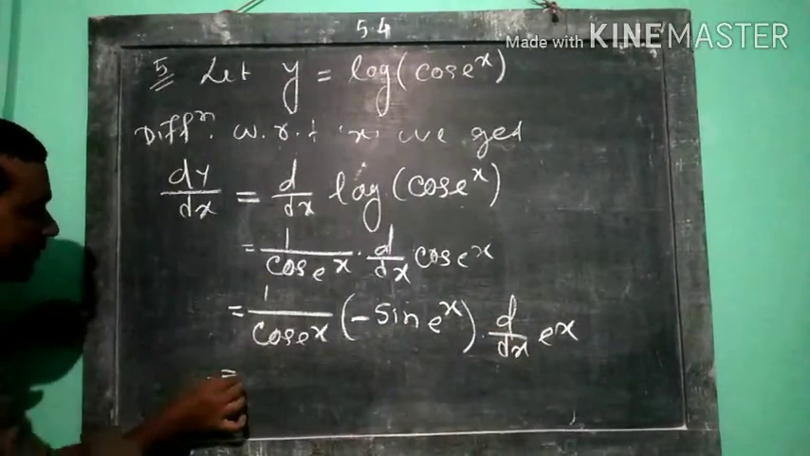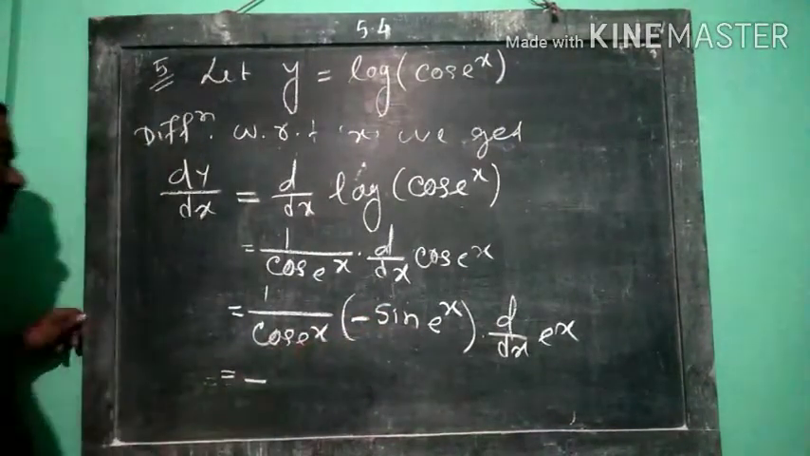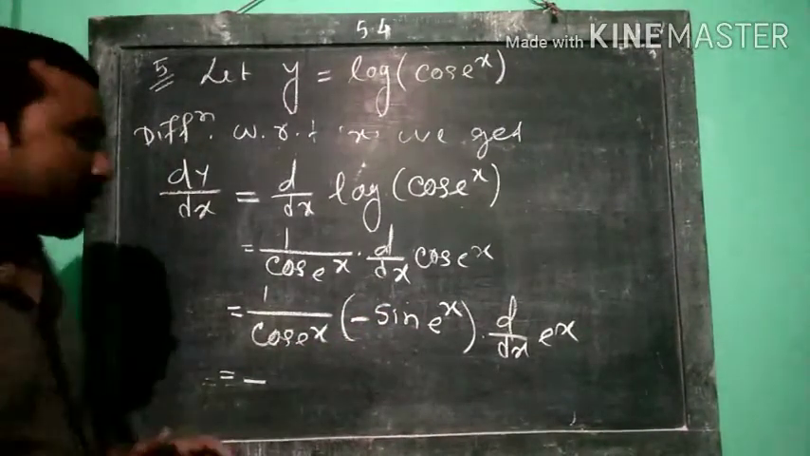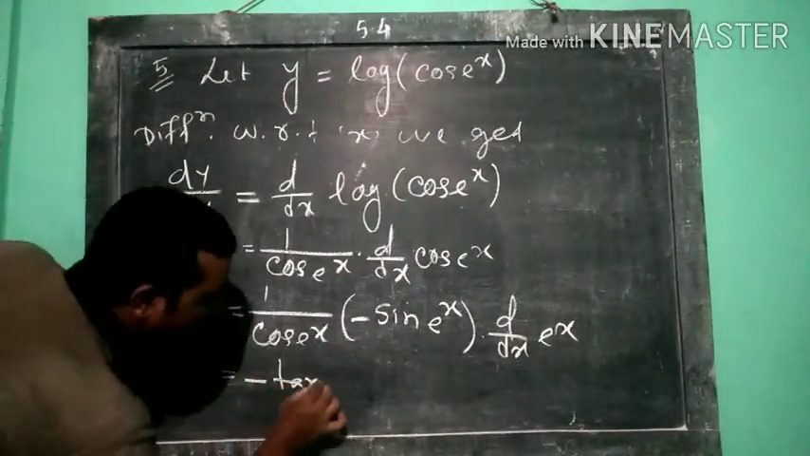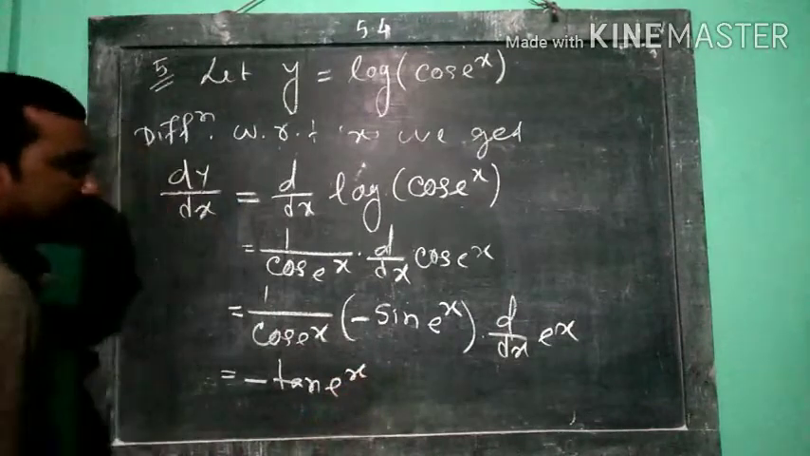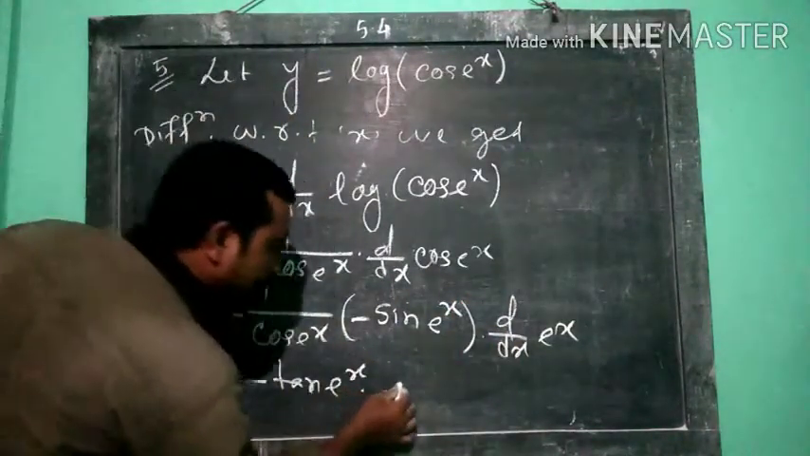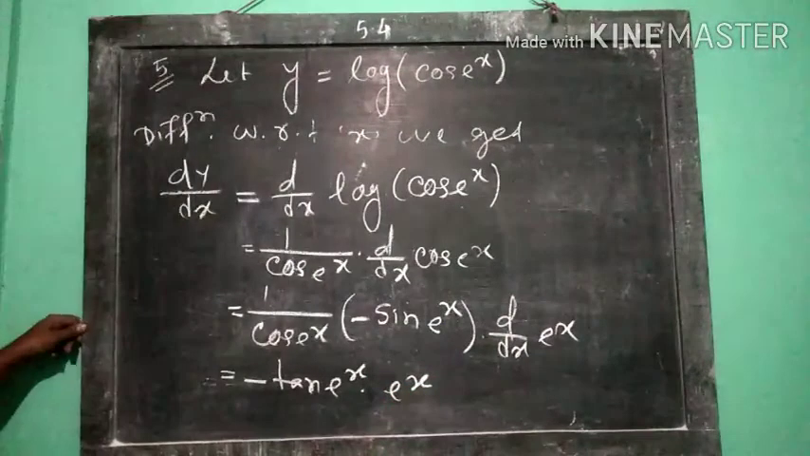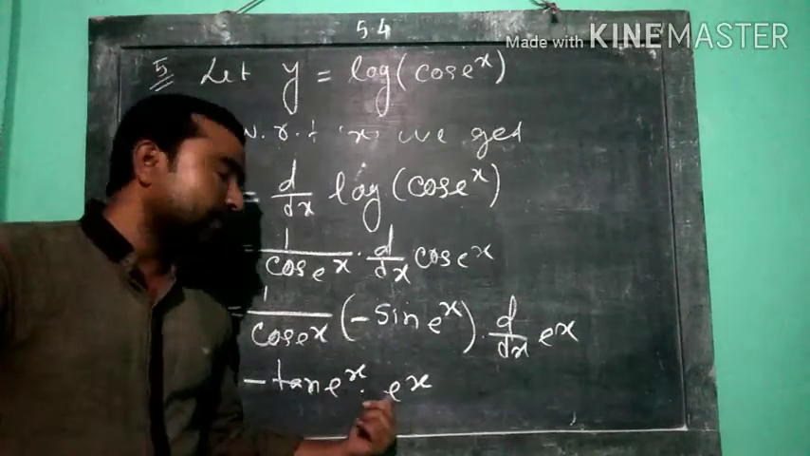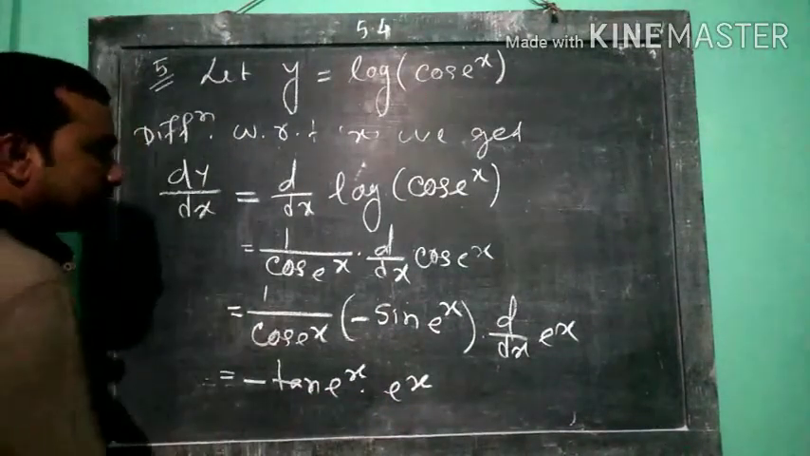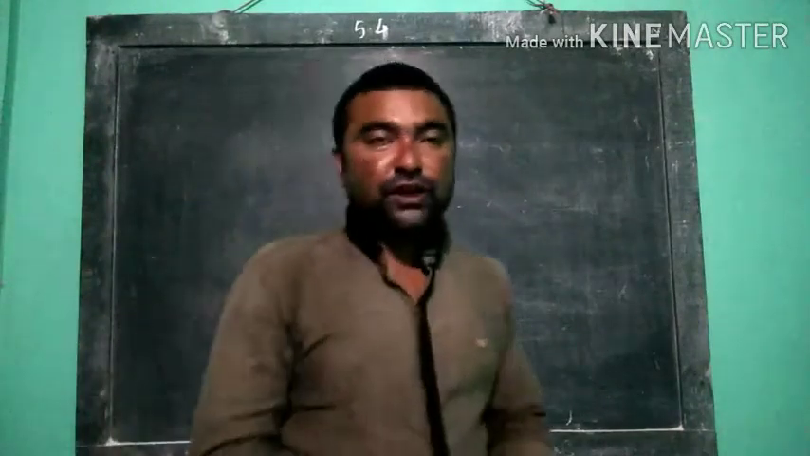So this is equal to minus sin by cos. We know the formula, sin theta by cos theta equals tan theta. So sin by cos is tan of e to the power x, into d/dx of e to the power x, which is e to the power x. So the answer is minus tan e to the power x into e to the power x. This is the answer.